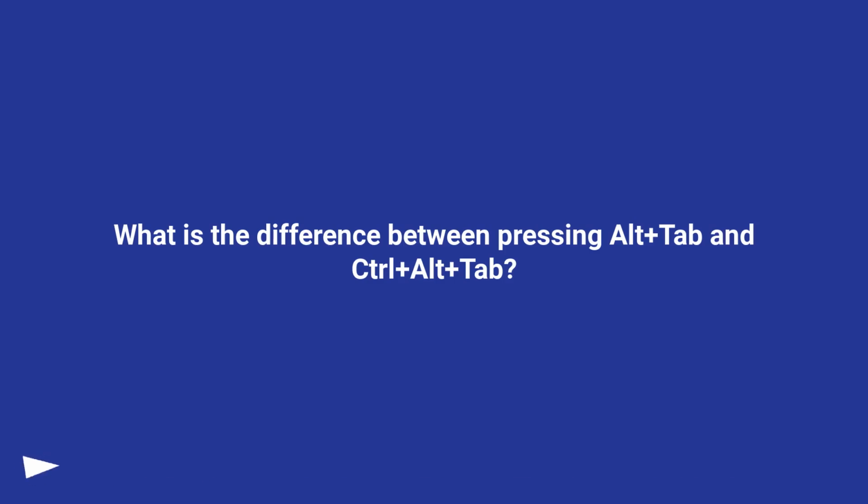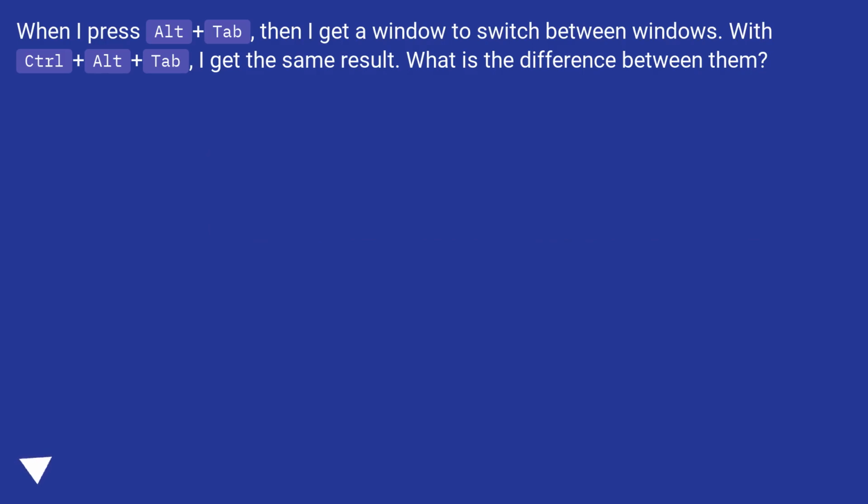What is the difference between pressing Alt+Tab and Ctrl+Alt+Tab? When I press Alt+Tab, then I get a window to switch between windows. With Ctrl+Alt+Tab, I get the same result. What is the difference between them?